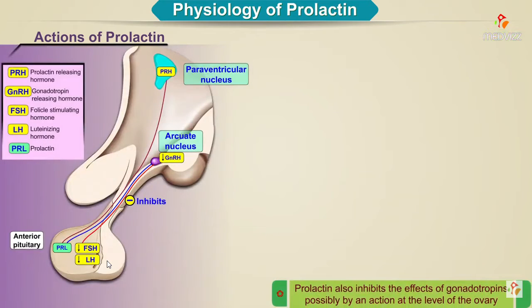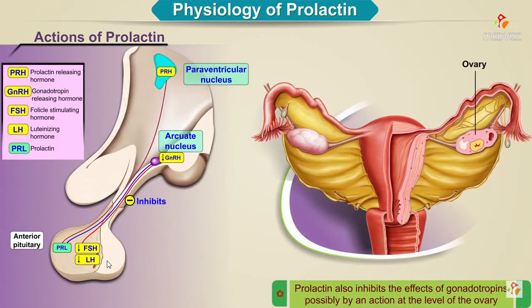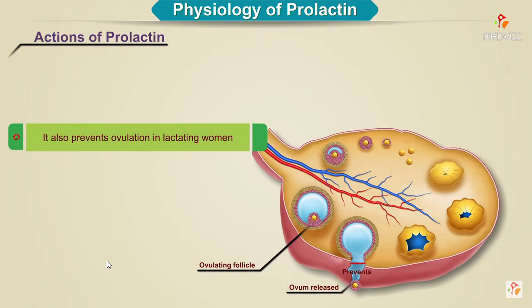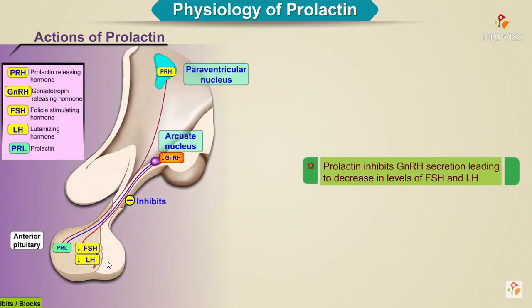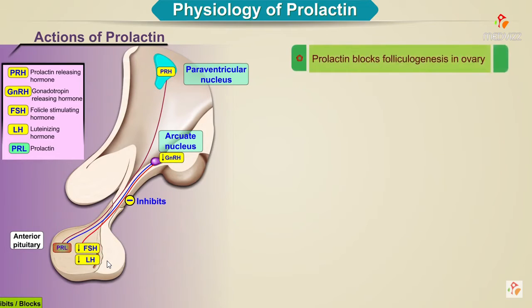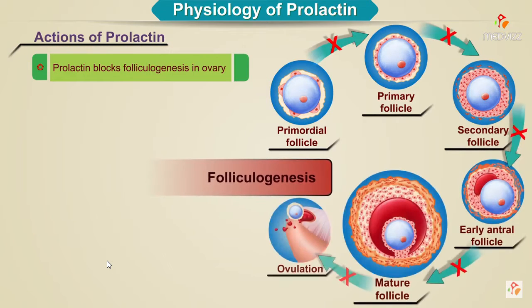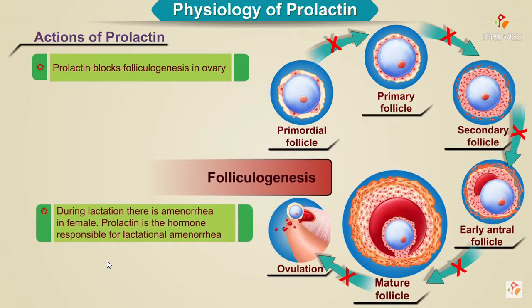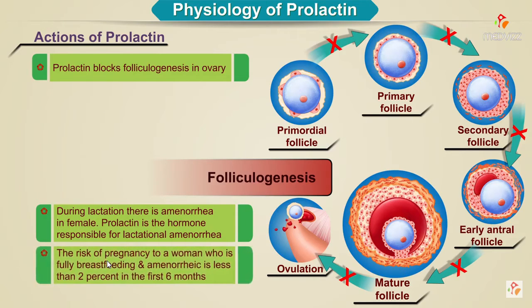Prolactin also inhibits the effects of gonadotropins, possibly by an action at the level of the ovary. It also prevents ovulation in lactating women and inhibits gonadotropin-releasing hormone secretion, leading to a decrease in levels of both FSH and LH. Prolactin blocks folliculogenesis in the ovary. So during lactation, there is amenorrhea in females, and prolactin is the hormone responsible for lactational amenorrhea. The risk of pregnancy to a woman who is fully breastfeeding and amenorrheic is less than 2% in the first 6 months.